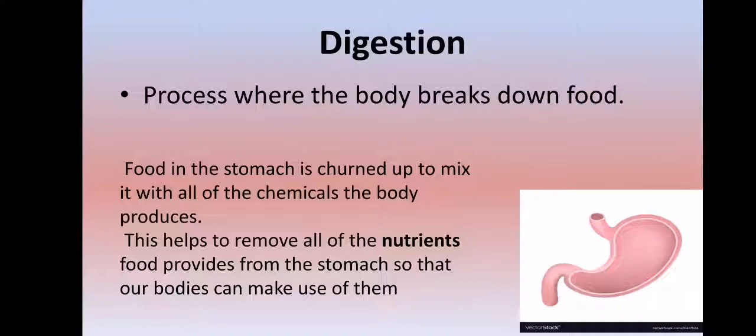Okay, the next process is digestion. Digestion is a process where the body breaks down food. Food in the stomach is churned up to mix it with all of the chemicals that the body produces. This helps to release all of the nutrients food provides so that our bodies can make use of them. So digestion means a process where the body breaks down food, and this happens in the stomach.